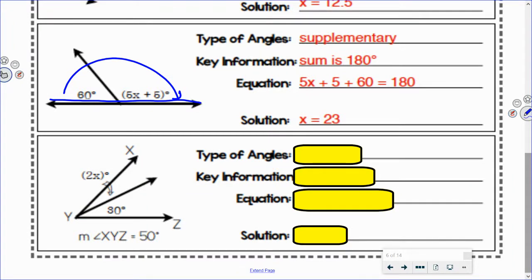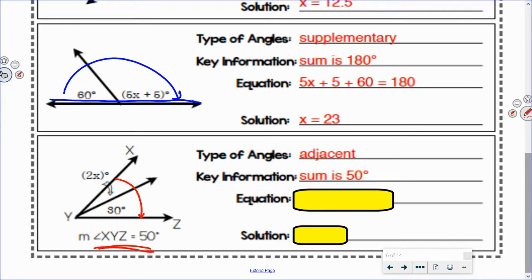One more piece. Well, they don't make 90 degrees, they don't make 180 degrees, and they're not opposite of each other. Okay, well, they're right next to each other. Therefore, these angles are adjacent. Now, the key information is actually given down here. The entire angle measurement is 50 degrees. So it's going to add up. If we add 2x plus 30, it will equal 50, if you care to know the answer.